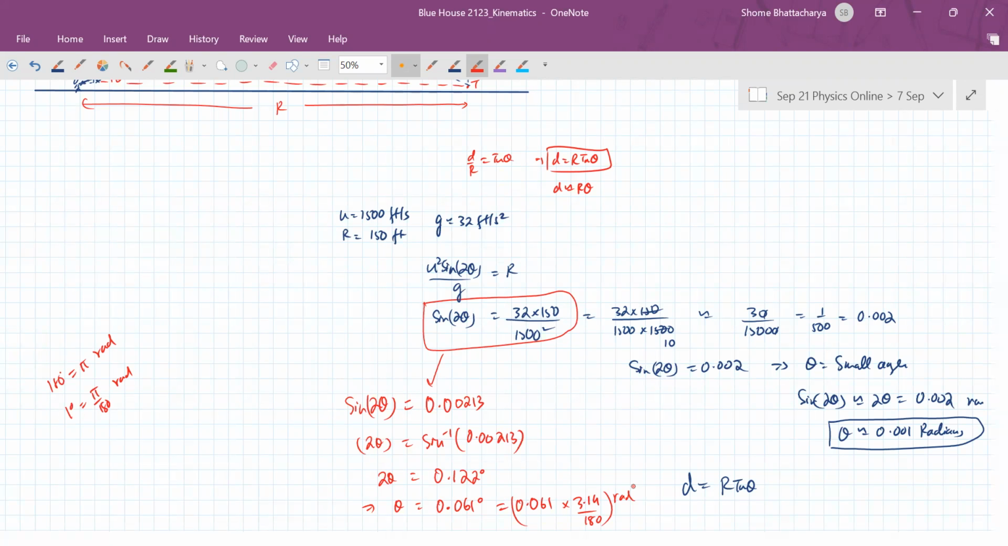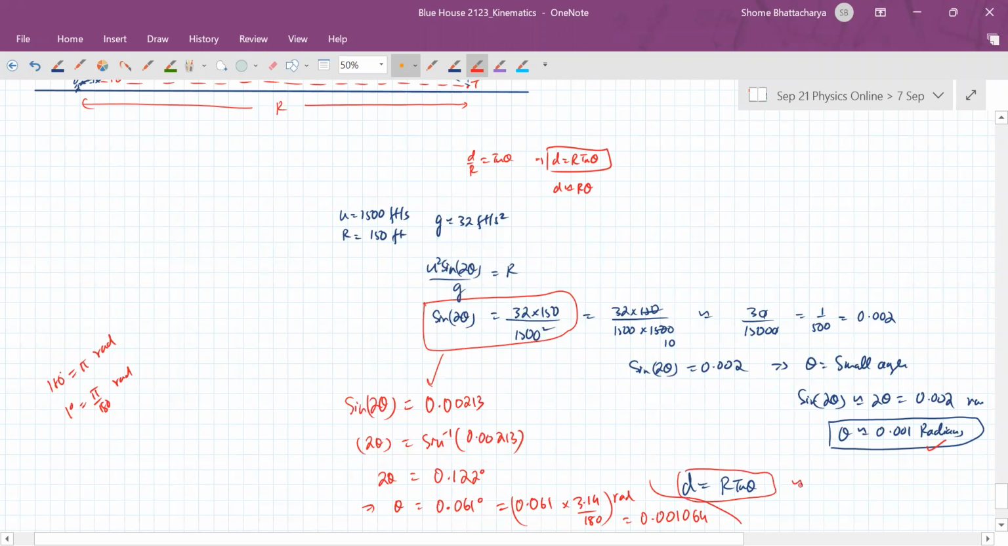So approximation is fine. I'm saying the only other option we have of solving is this, and it is giving 0.001 radians only. So you get 0.061 into 3.14, you divide that by 180, you'll get 0.001064, something like this. So that is as good as this, is it? Correct.